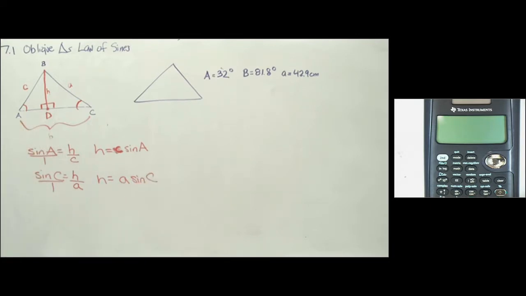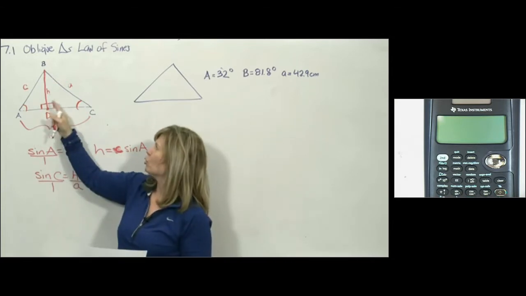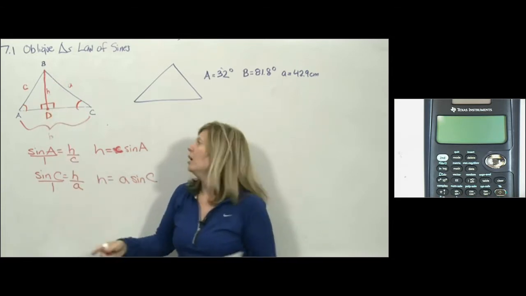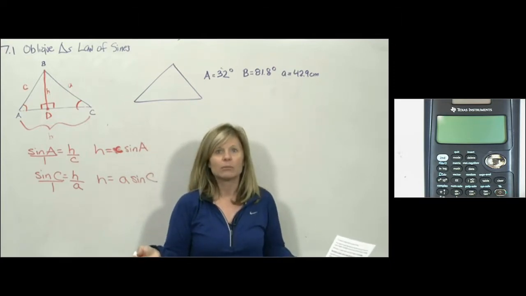So what I did is I took a regular, normal triangle that was not right. I dropped down the height, which made two right triangles, and I picked the acute angles at the bottom, and I did the sine value.